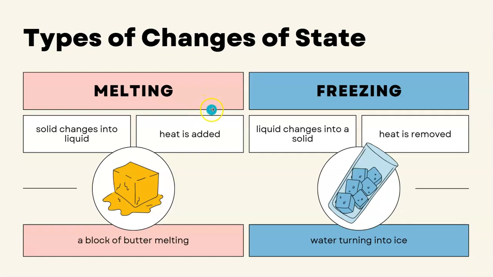Melting is one type of change. It is when solid changes into liquid after heat is added. This picture shows a block of butter that is melting. Freezing is when liquid changes into a solid, and this happens when heat is removed. This is a picture of water turning into ice.